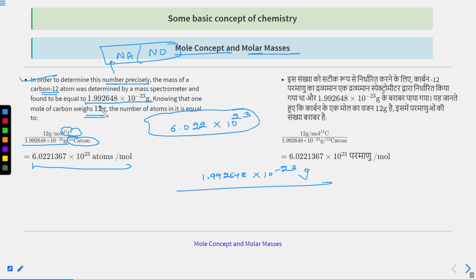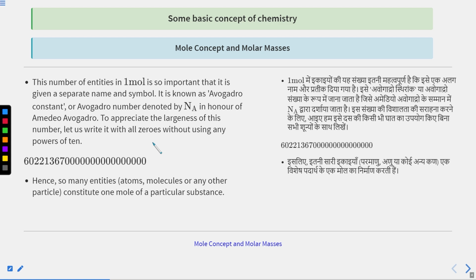So you can see 1 mole of carbon weighs 12 gram, and 1 atom of carbon 12 has mass equal to 1.992648 into 10 raised to the power minus 23. With the help of these two numbers, we have calculated the number of atoms in 1 mole of carbon, which is equal to 6.022 into 10 raised to the power 23 atoms in 1 mole. I hope you are very clear that we can calculate the number of particles with the help of this Avogadro number, and we require only the number of moles.